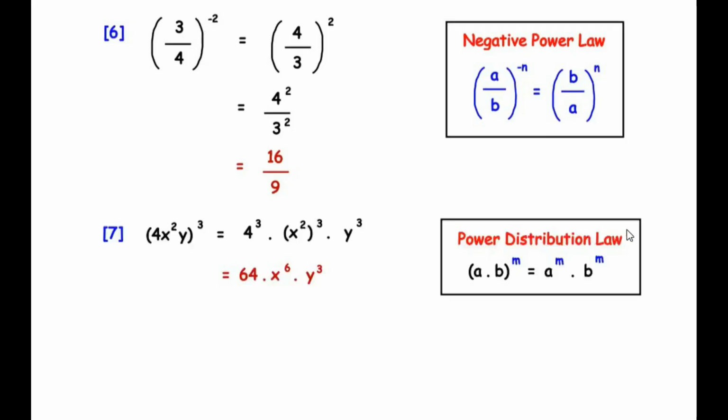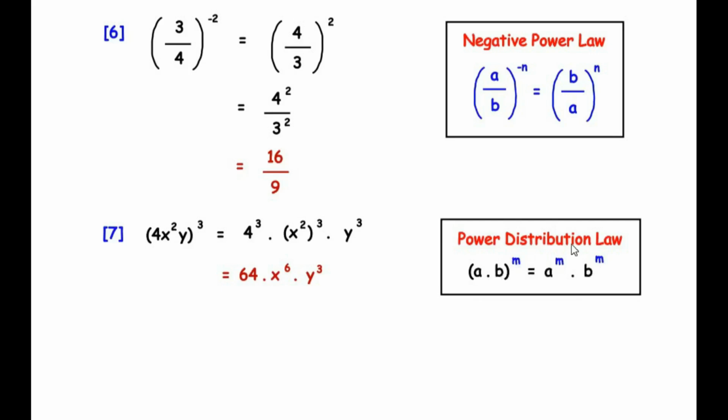Power distribution law. So here we have taken two bases a and b which are multiplied together and they are raised to the power of m. So this power gets distributed to a as well as b, giving us a to the power of m times b to the power of m. Now there can be multiple bases over here, so all the bases will get the same power.